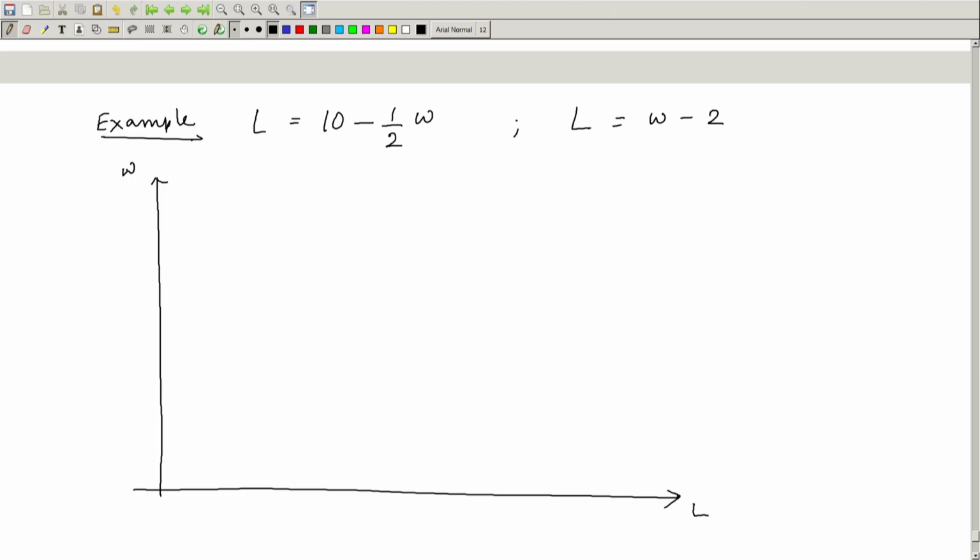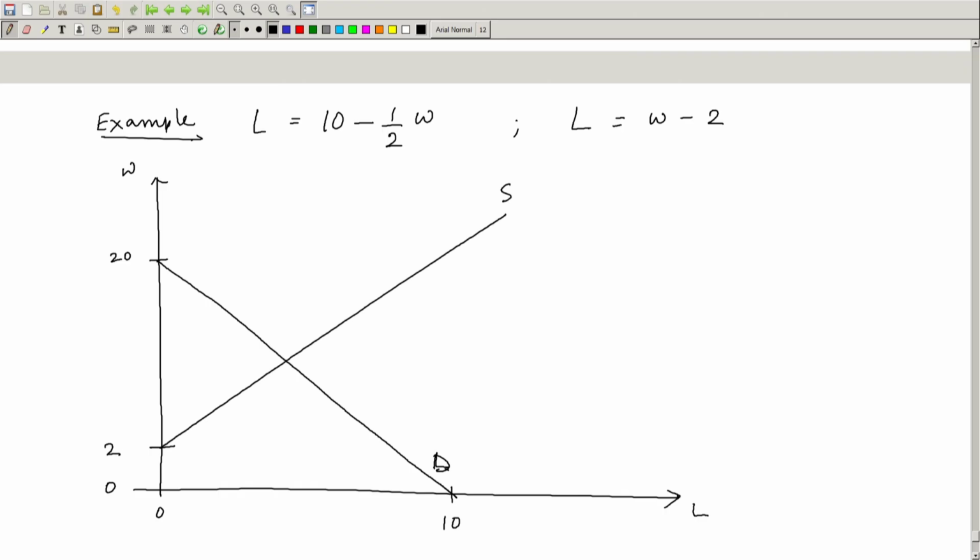So, as before, let us draw the demand for labor and the supply of labor. If W is 0, the quantity demanded of labor is 10. If W is 20, the quantity demanded of labor is 0. So, the demand for labor curve is essentially this. So, this is LD, demand for labor, and the supply of labor starts from W equal to 2, and this is what the supply curve is.